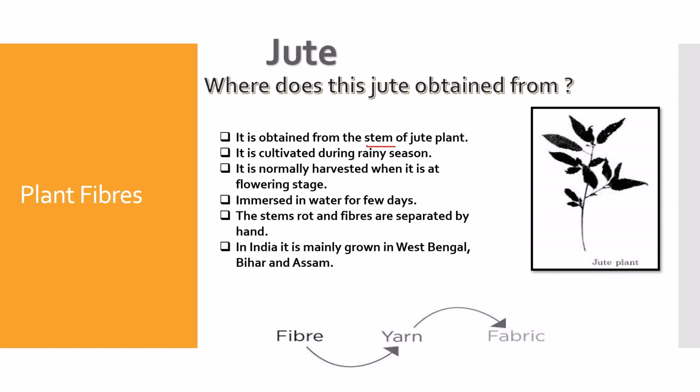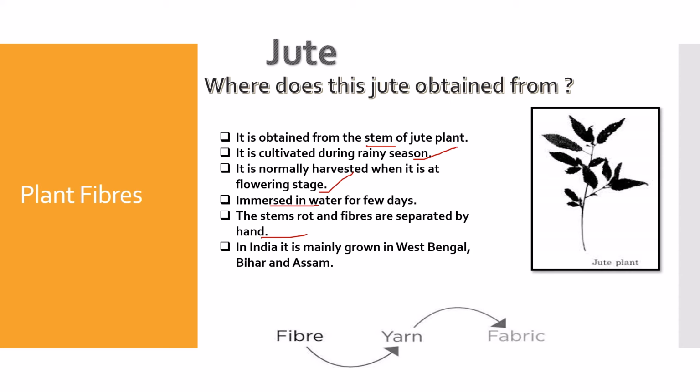Okay, cotton was the fruit, and jute is the stem part of the jute plant, and it is cultivated during the rainy season. Normally it is harvested at its flowering stage, and when we harvest it, we immerse it in water, and the stems, rod and fibers are separated by hand. And in India, it is mainly grown in West Bengal, Bihar and Assam.